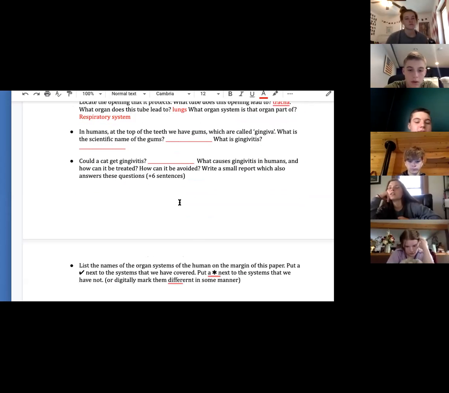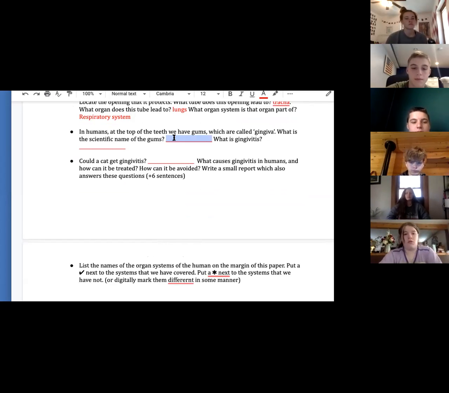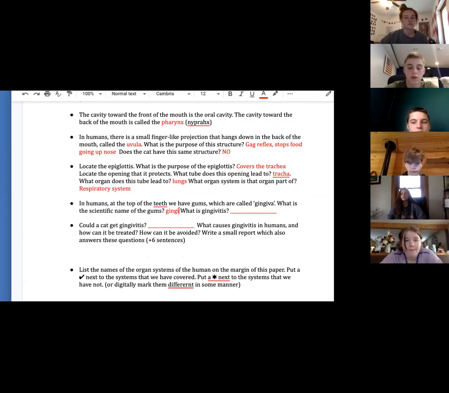All right. In humans, at the top of the teeth, we have gums, which are called gingiva. What's the scientific name of the gums? Gingiva. And what's gingivitis? Swelling of the gums when they're inflamed. Yeah. Anytime a word ends in itis, like arthritis, itis is swelling of them. Swelling of the gums.